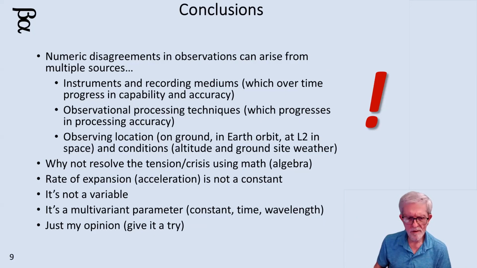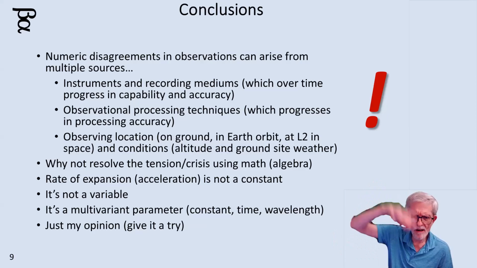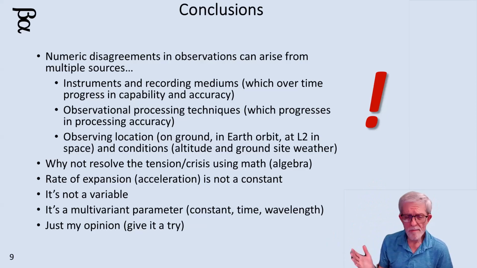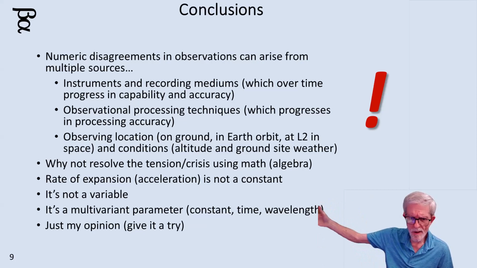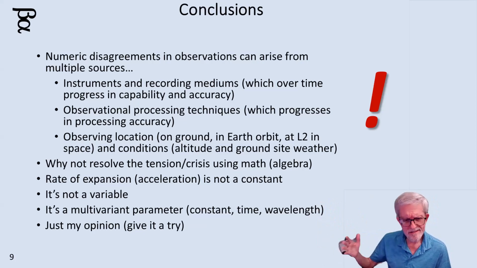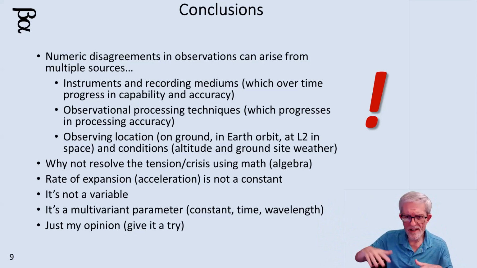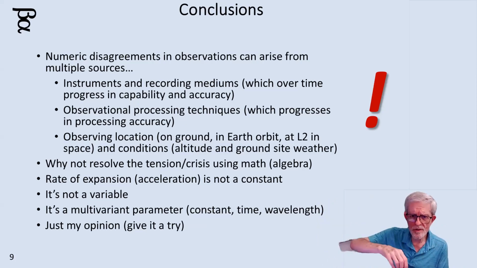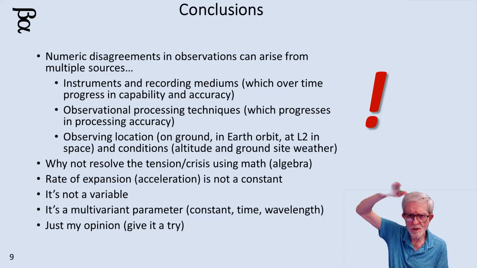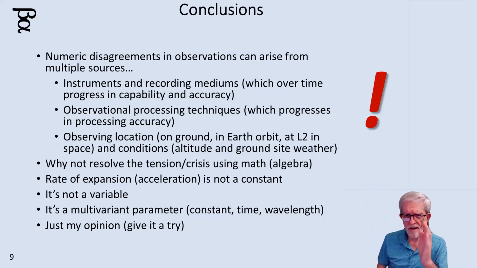We have a variety of observing locations. Sure, you can be on the ground in an observatory up in a mountain, or you can be in Earth orbit like Hubble, or you can be out at L2 like James Webb Space Telescope. And then the conditions at altitude or on the ground can be affected by weather. And so you have to use lasers bouncing off of the underside of the atmosphere to get rid of the distortion. So now you can have highly accurate processes for all of your observations.